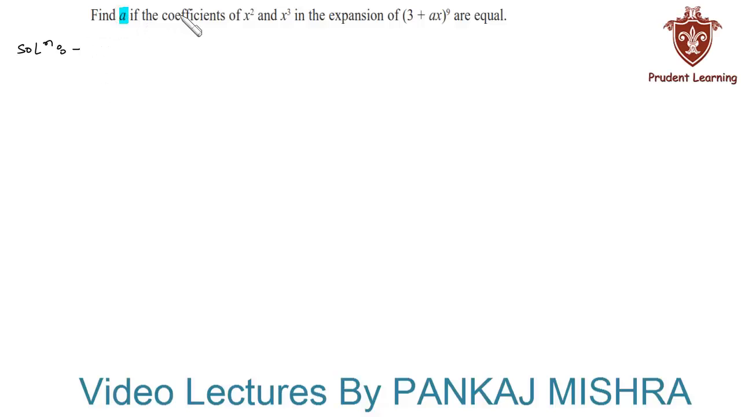Find a if the coefficients of x square and x cube in the expansion of (3 + ax) raised to 9 are equal. Let us proceed with the solution. Here in this question, the given expression is (3 + ax) whole raised to the power of 9.